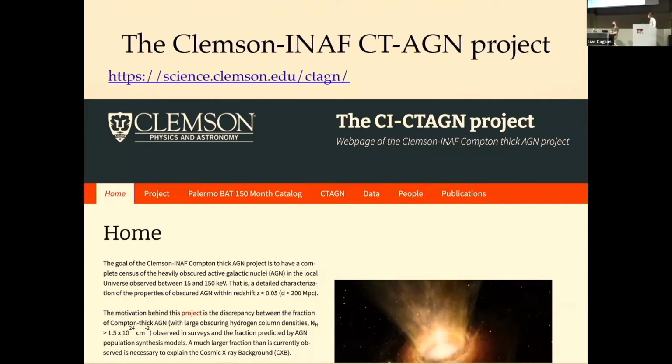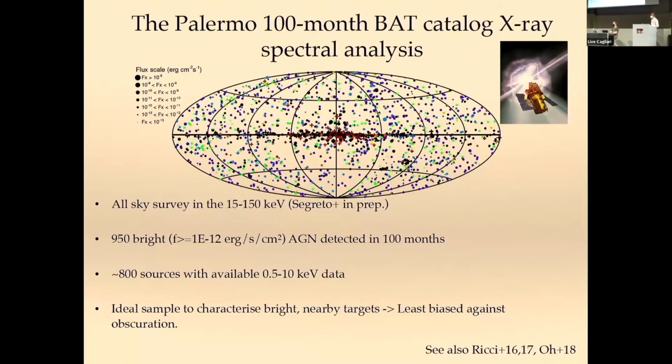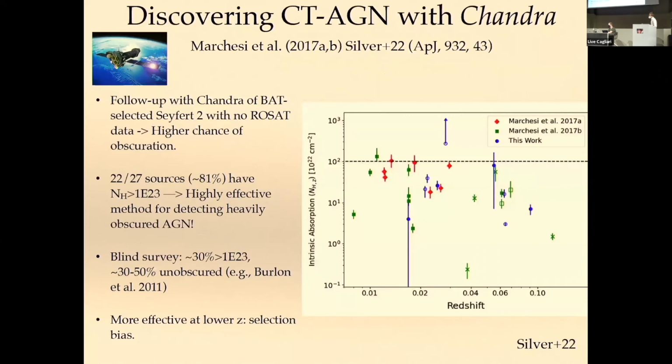We also report the spectra, available for everyone to use, with the best fit models that we used in our analysis. As I said, we started from the Palermo 100-month BAT catalog, a survey of the whole sky between 15 and 150 keV in the hard X-ray. Therefore, we have about 1,000 AGN that are very bright, because this being a whole sky survey, it's very shallow in terms of flux limit. And this is the ideal sample for this reason to characterize bright nearby targets. And as mentioned by Mislav Balokovic yesterday, this BAT catalog is not unbiased, but is the least biased against obscuration. So ideal to study these otherwise elusive sources.